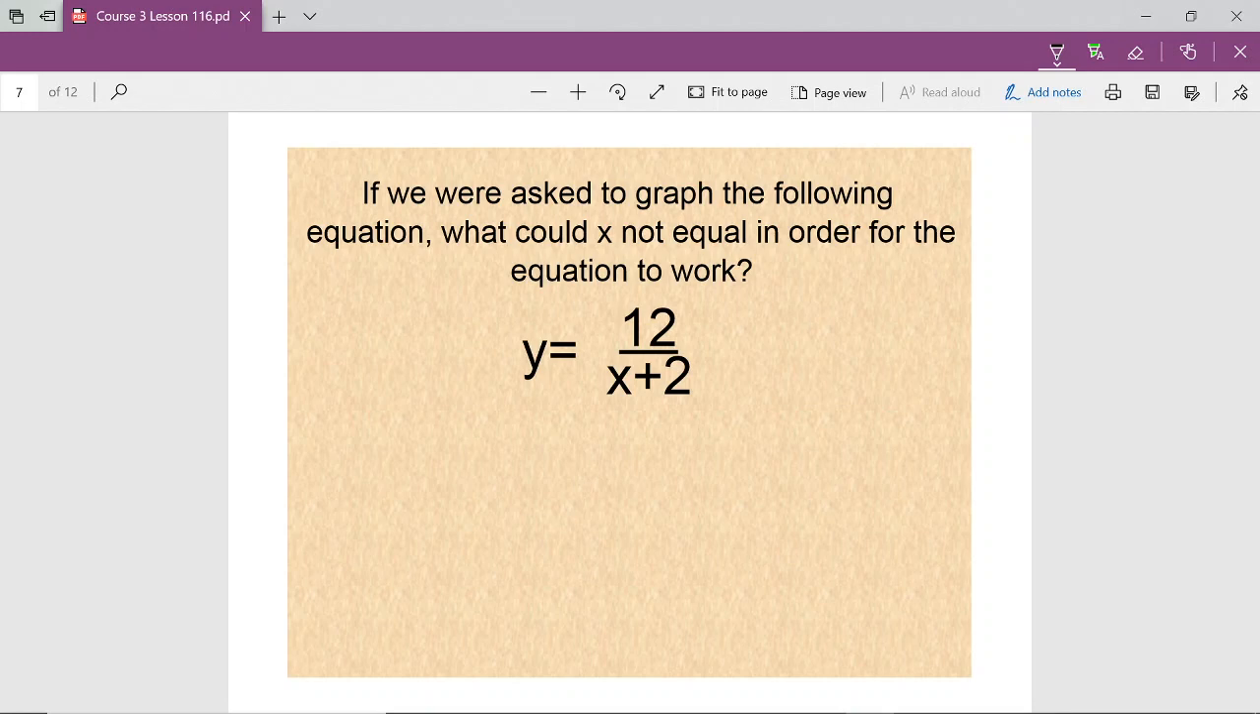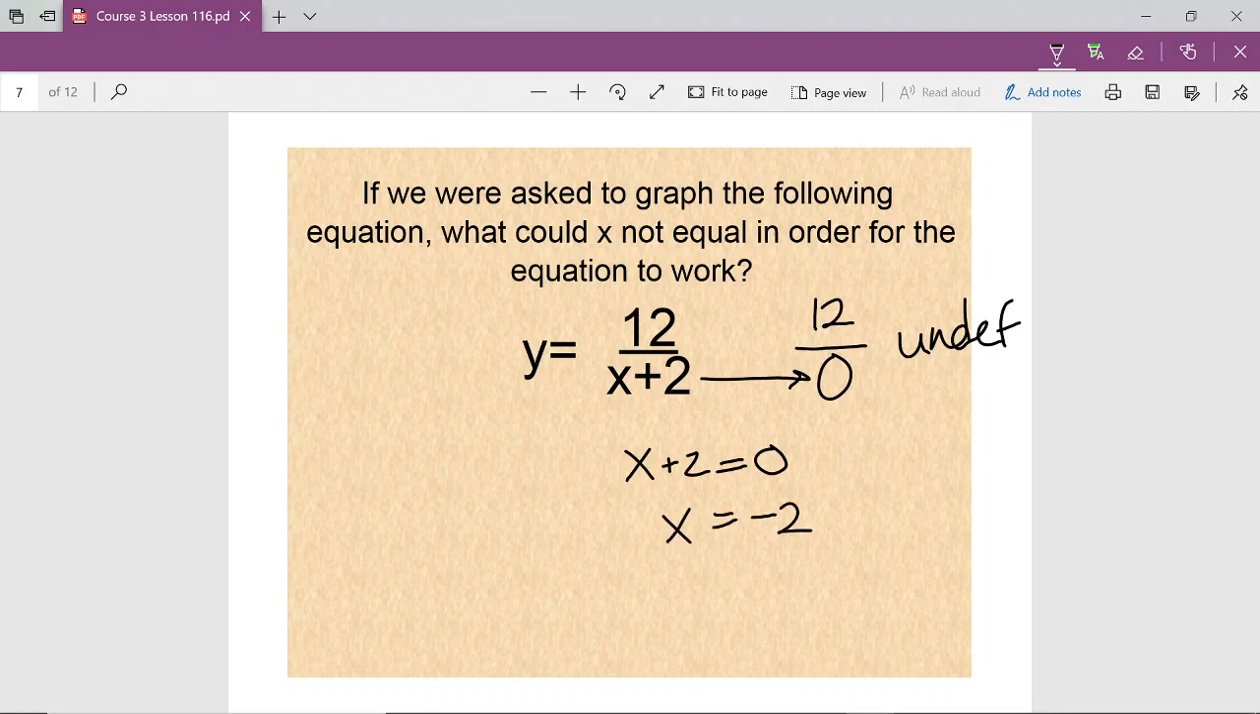Well, basically I'm saying if I take 12 and divide by 0, this is my undefined value. What would make this equal to 0? I could say x plus 2, I don't want it to equal 0, so let's figure out what my x would have to be. Subtracting 2, x would have to be -2 for this to force me to divide by 0. So I have to exclude -2, because if I plug that in, I would end up getting an undefined value. So I say x cannot be -2.